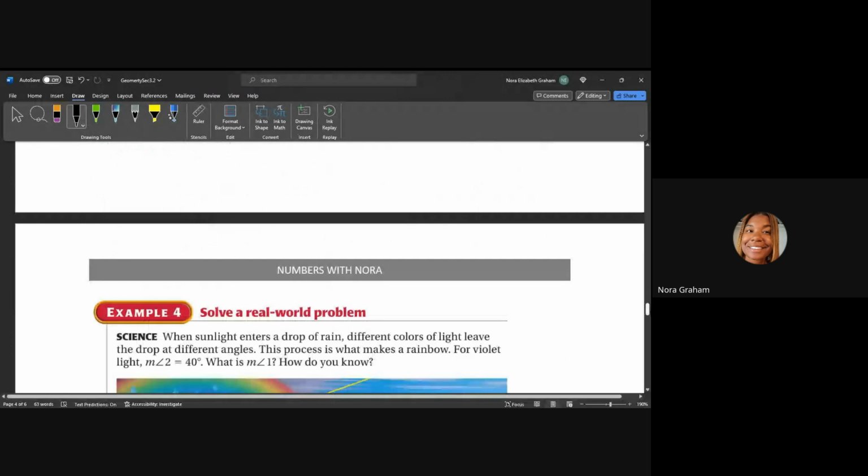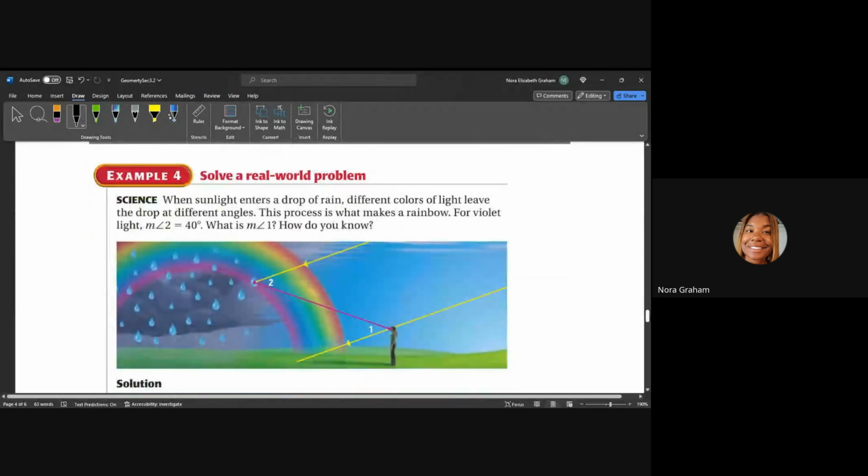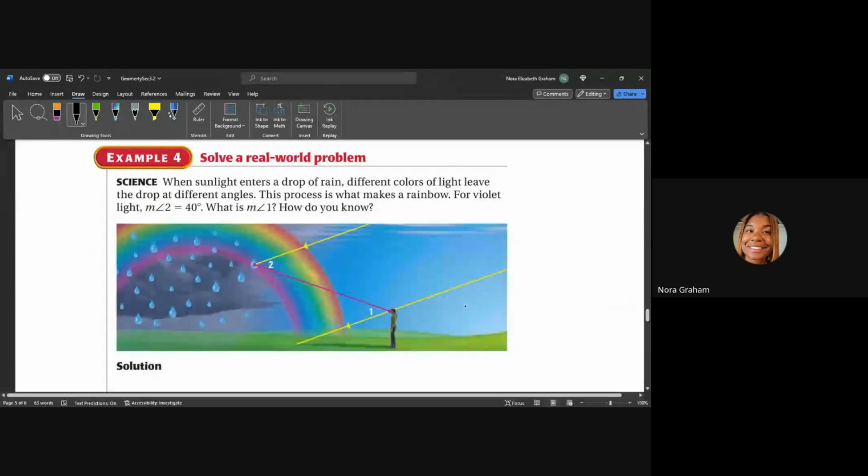Right. Now let's do our last one, example number 4, solve a real world problem. When sunlight enters a drop of rain, different colors of light leave the drop at different angles. This process is what makes a rainbow. For violet light, the measure of angle 2 equals 40 degrees right here. What is the measure of angle 1 and how do you know?